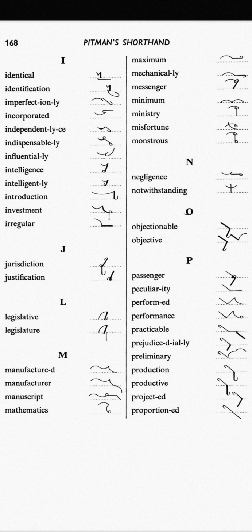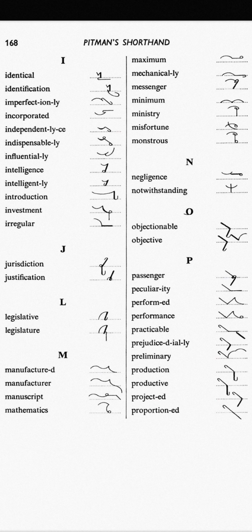M stroke above the line with K stroke with S circle above the line for maximum. M stroke on the line with K stroke on the line with N hook for mechanical or mechanically. M stroke above the line with S circle with JR stroke on the line for messenger. M stroke with another M stroke on the line for minimum.